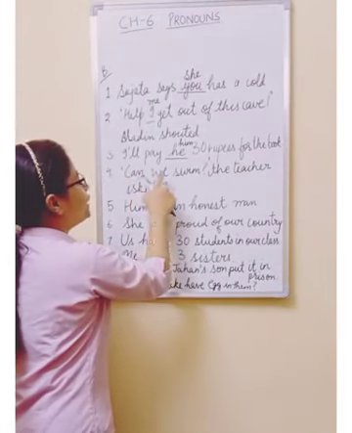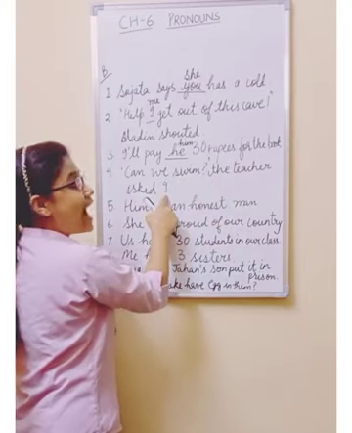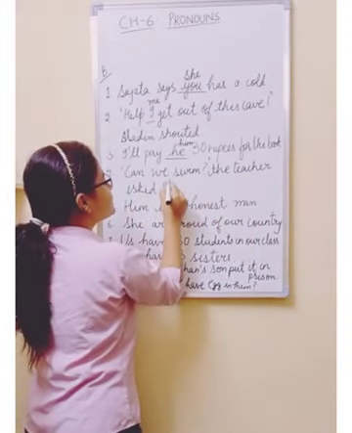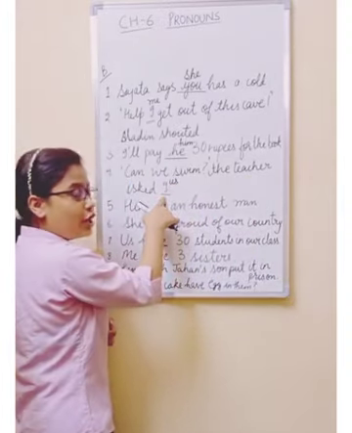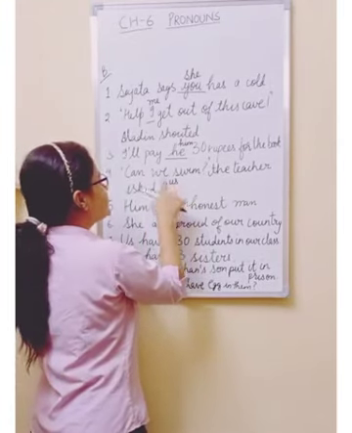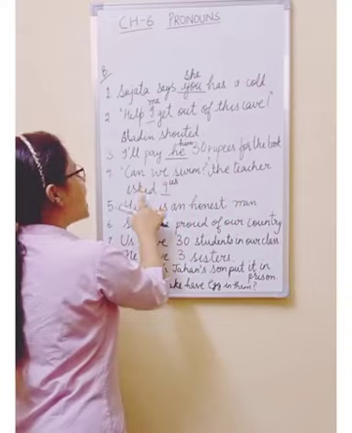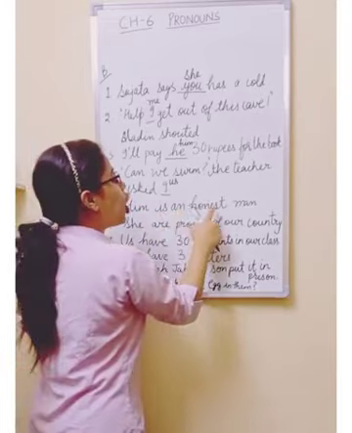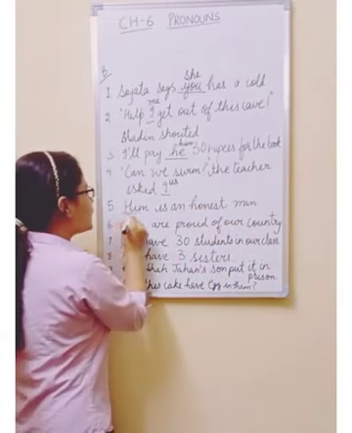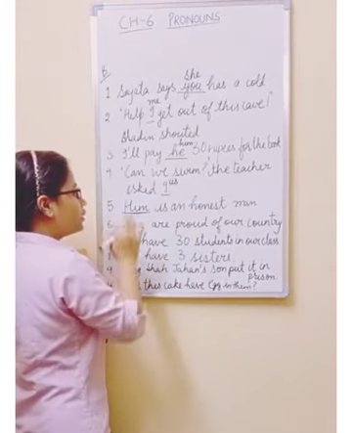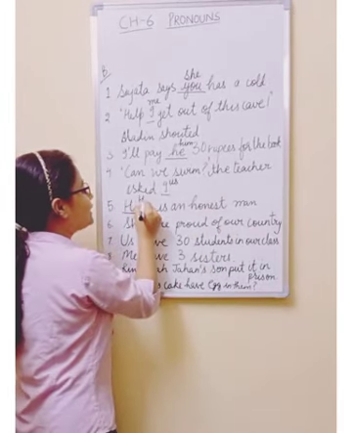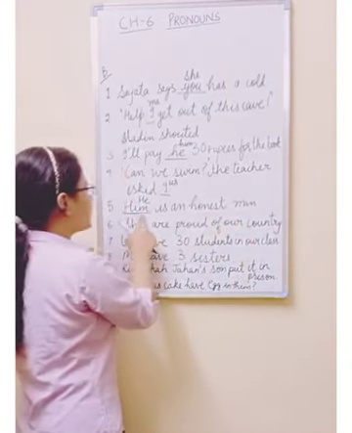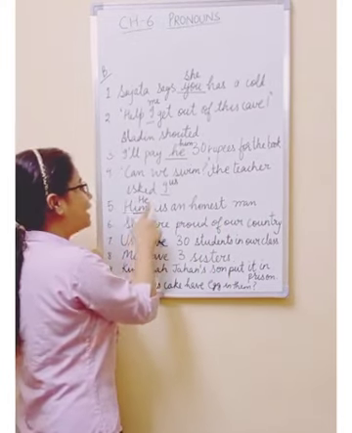Now come to the fourth sentence. It is, can we swim? The teacher asked I. Can we swim? The teacher asked us. So where there is written I, you are going to replace I with us. Okay? Now the fifth one. Him is an honest man. Do we use him as a subject? No. So what can I write here? He is an honest man. Right? So instead of him, we are going to replace him with he.